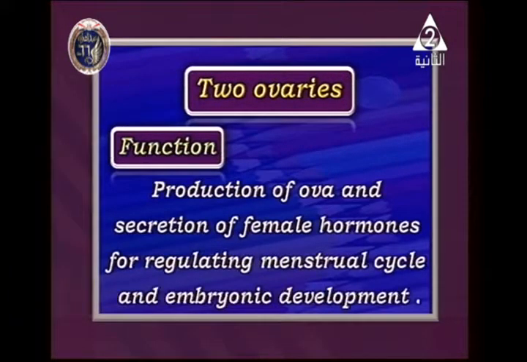Function: production of ovum, and they secrete the female hormones like estrogen and progesterone, and also regulate the menstrual cycle and embryonic development. Okay?